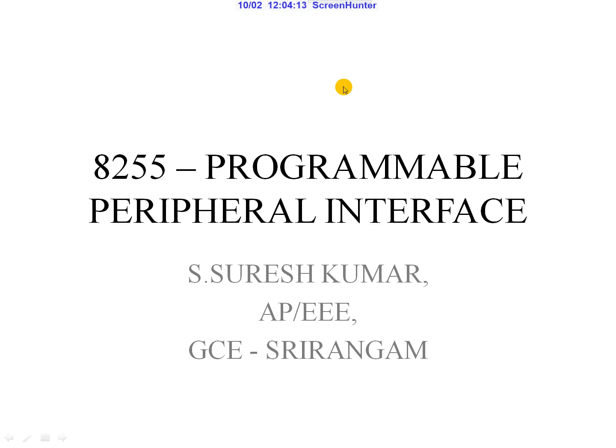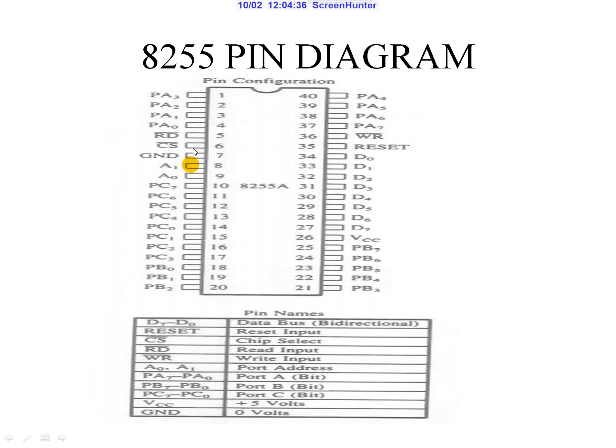It has been used extensively in the designs of embedded systems using 8085 or 8051, and in higher performance microprocessors also. We will see the internal architecture, the pin diagram and other working notes in this video. So this is the pin diagram of 8255. The 8255 is a 40 pin DIP package IC.